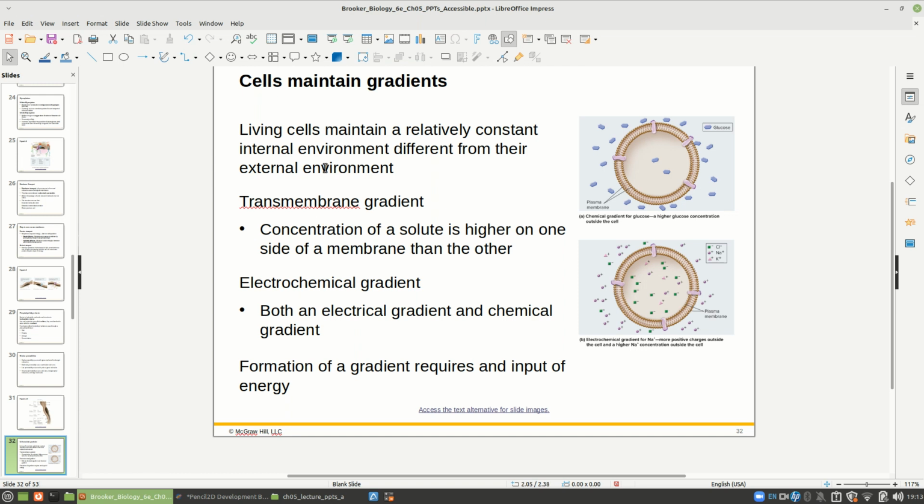Cells maintain gradients. All right, an electrical gradient. I think we'll stop here. I'll start with the next one because this is a more complicated concept. But you can begin here looking through Chapter 5, and maybe this will help you see what's important and what is not.